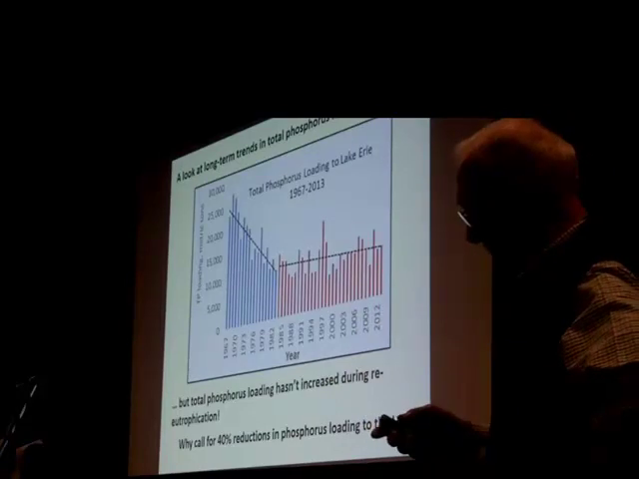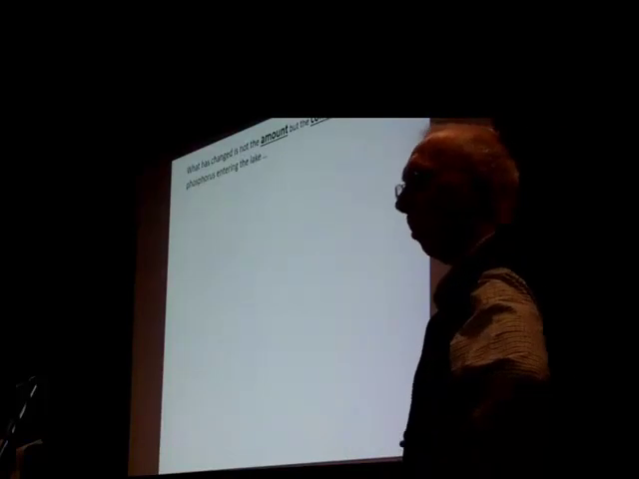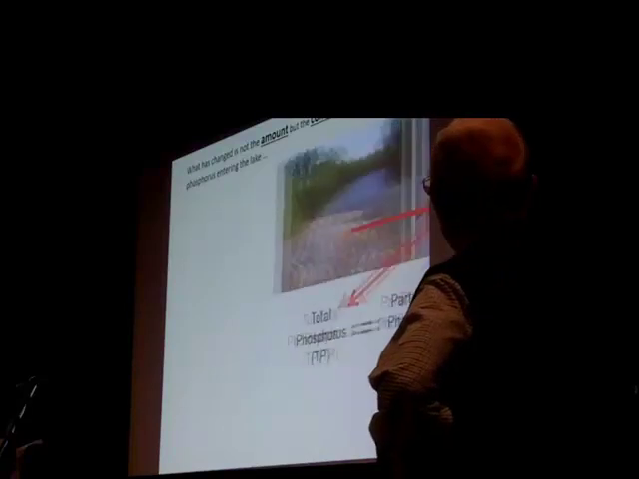So why are we calling for 40% reductions in phosphorus loading to Lake Erie if total phosphorus hasn't gone up? Well, the reason is that what has changed is not the amount of phosphorus, but the composition of total phosphorus going into the lake. Well, what do I mean by composition?